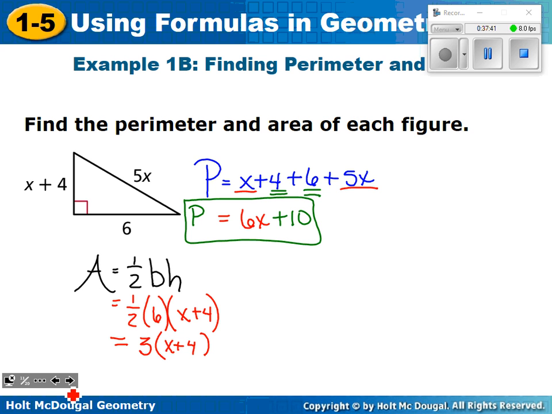What does this tell me I need to do with the 3? Distribute. So what is 3 times x? And 3 times 4? 12. So the area should be 3x plus 12.